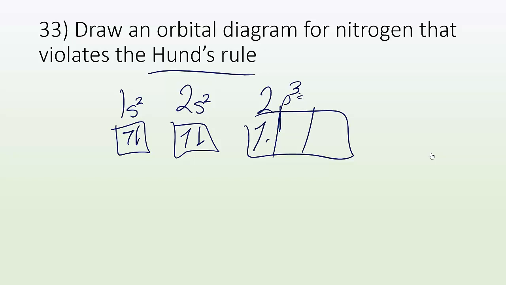So I can do this, up, down, and then up. Now I placed my 3 electrons, and this box doesn't have any. You violated Hund's rule. So that's probably the easiest possible answer. There are other ones though.